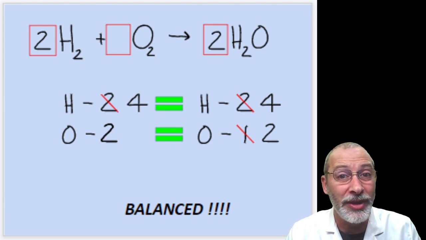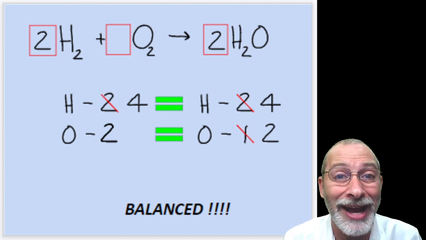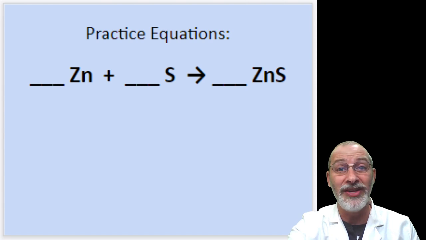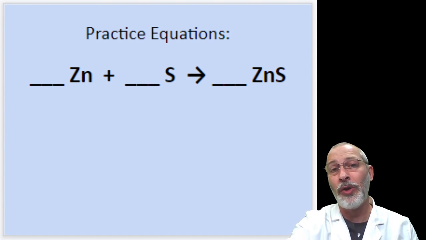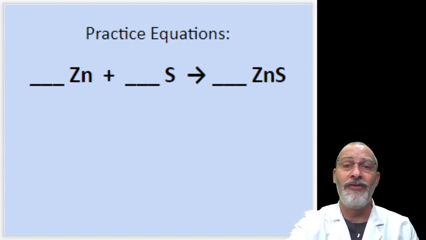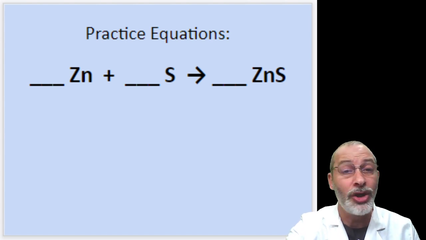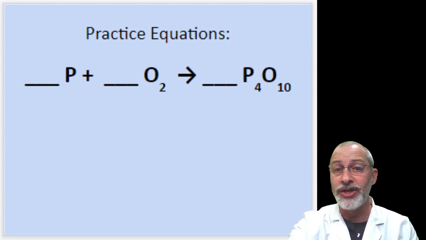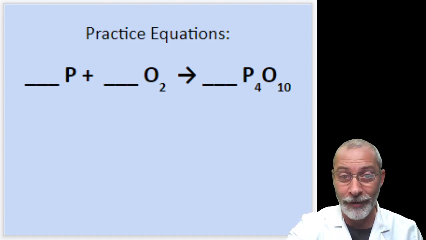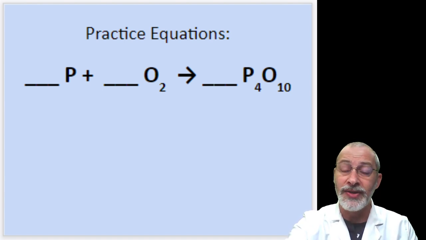If you're still struggling with that, guess what? You're going to have the remainder of the period to do some practicing. I have written here for you, and you also have these in your book. In fact, I've given you a whole page of practice equations to work on. Here we have an equation between zinc and sulfur. I'd like you to balance it going through all 4 steps. Here's another between phosphorus and oxygen. I'd like you to go through all 4 steps and balance this equation.